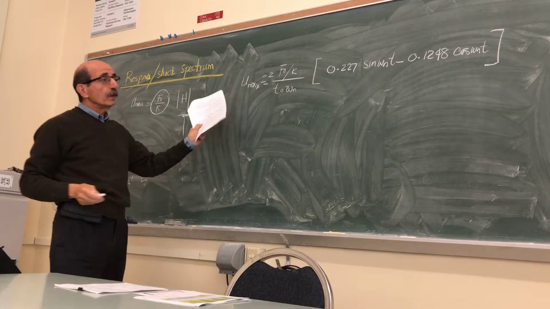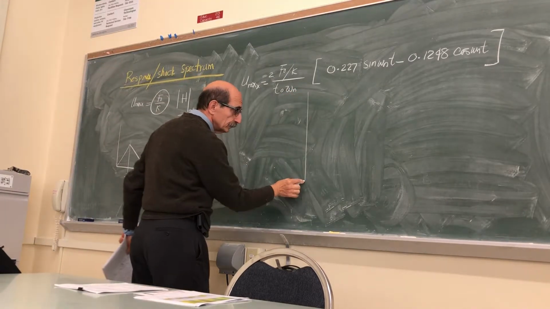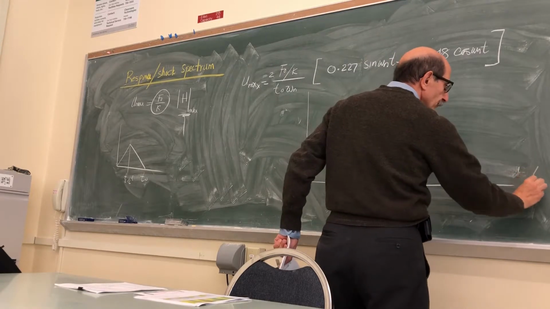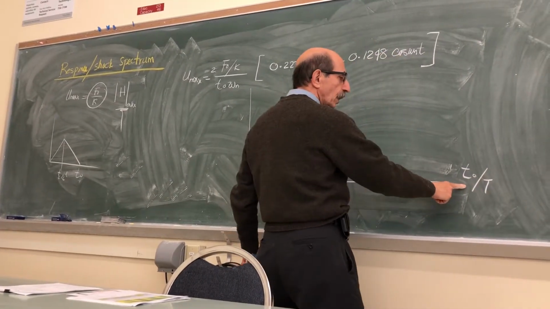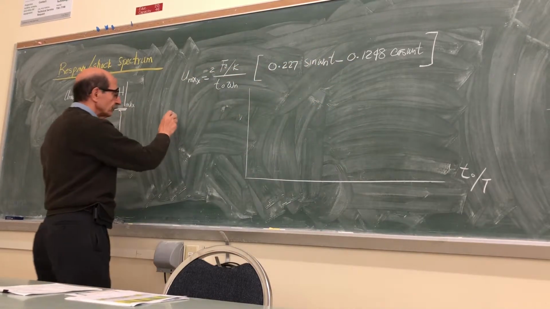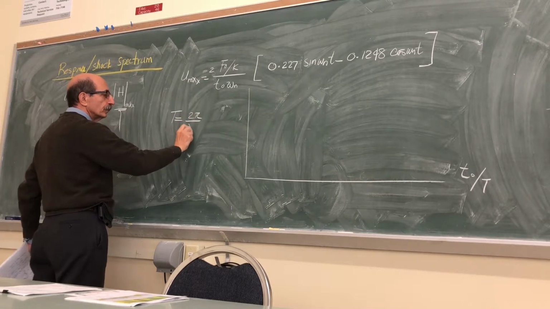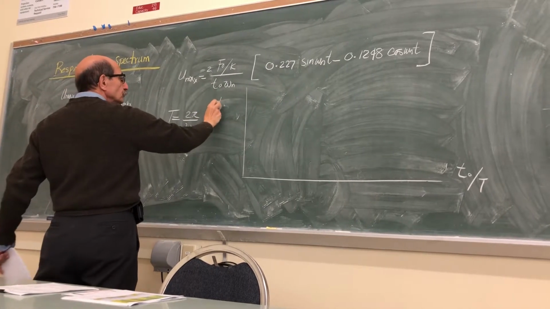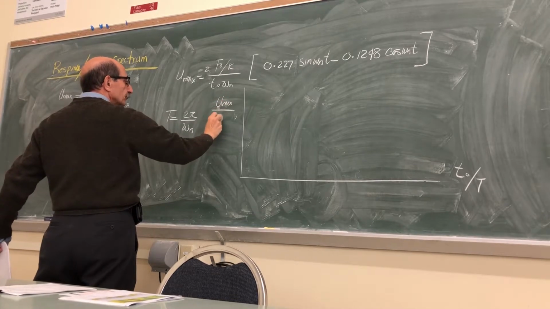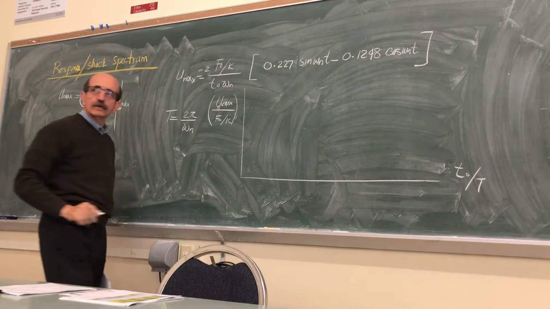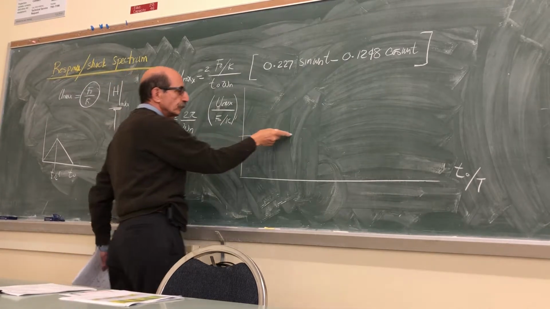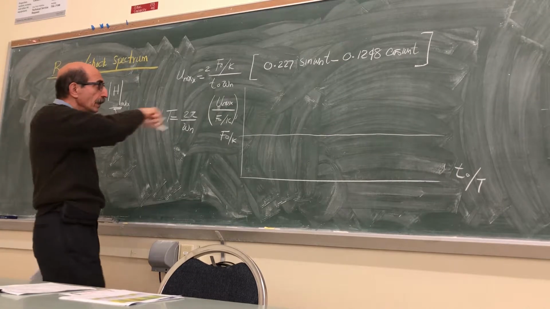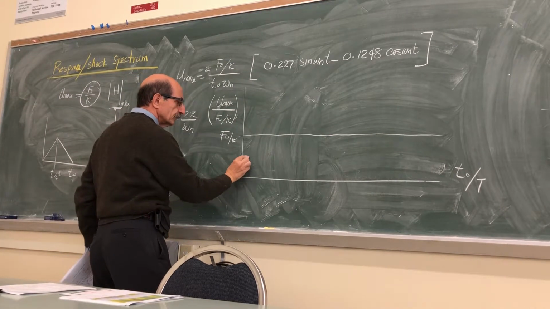If you make a plot where the x-axis is this parameter, which is the time duration over the natural period of the system, in other words T is 2 pi over omega n, and this is the normalized value, in other words u max over F0 over K, you see that if this is F0 over K, if you plot this, it would look something like this.